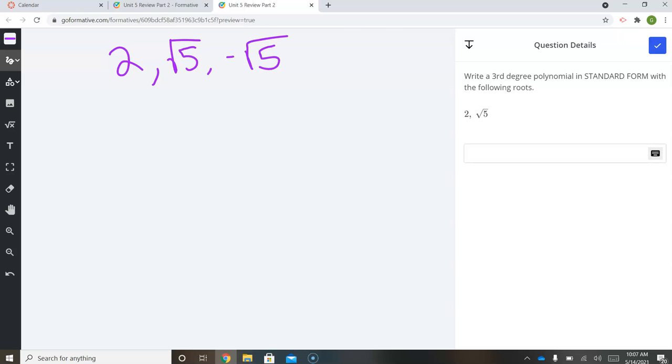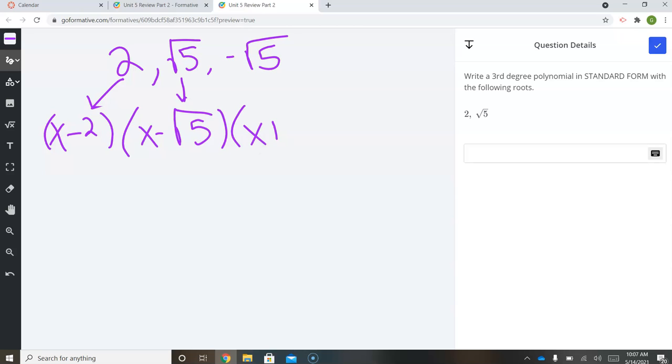First thing you have to do is write it into factored form, so I'm going to just show you with arrows that this one's going to become x minus 2, because factored form is the opposite sign. The next one is going to become x minus radical 5, because it just becomes the opposite sign. And then the last one is x plus radical 5. If you forget about that first step we talked about, you won't have everything you need. So make sure you remember that part.